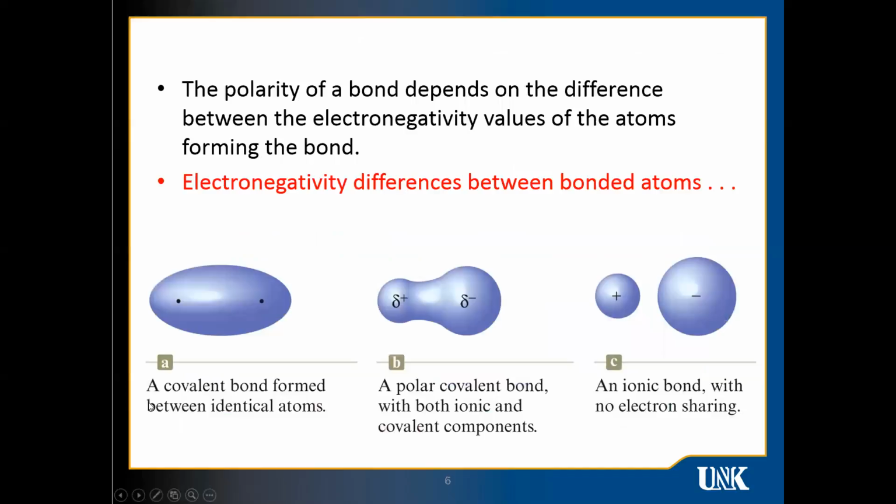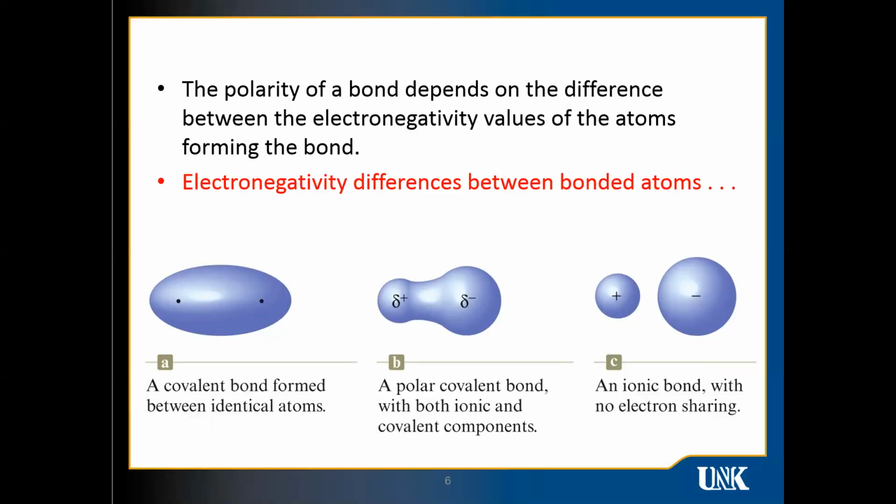That'll tell us what kind of bonds are going to be formed. So we have three situations that we can have. When two atoms come together to form a bond, we can have equal sharing. So we have a covalent bond formed between identical atoms or atoms that have very similar electronegativities. We can have a polar bond form between atoms where there's unequal sharing.